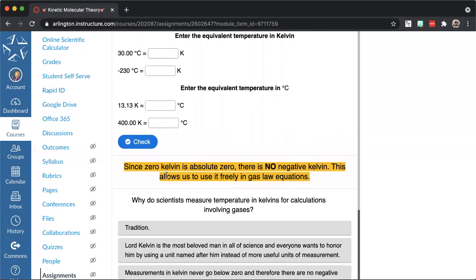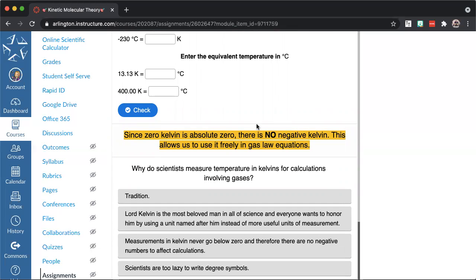Okay. I already kind of mentioned, but since 0 Kelvin is absolute zero, there's no such thing as a negative number for Kelvin. 0 is it. And that's why we like that, because when we use this in actual calculations for gases, it makes the math a lot easier because there are no negative numbers.